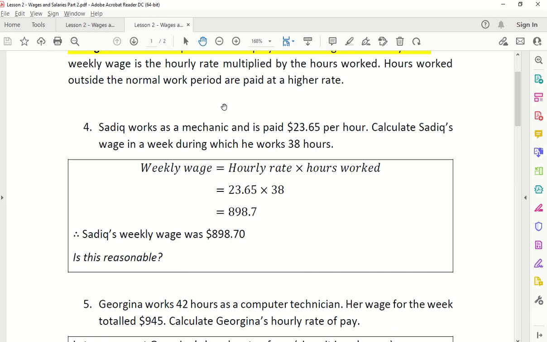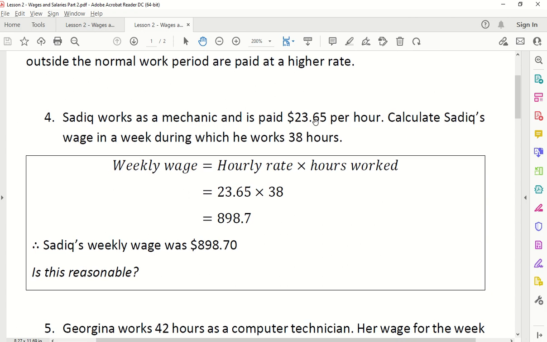So let's look at a quick example. Sadiq works as a mechanic and is paid $23.65 per hour. So that's his hourly rate. Did we cover rates a lesson ago? Maybe. Anyway, if Sadiq works 38 hours in the week, figure out Sadiq's wage for that week.